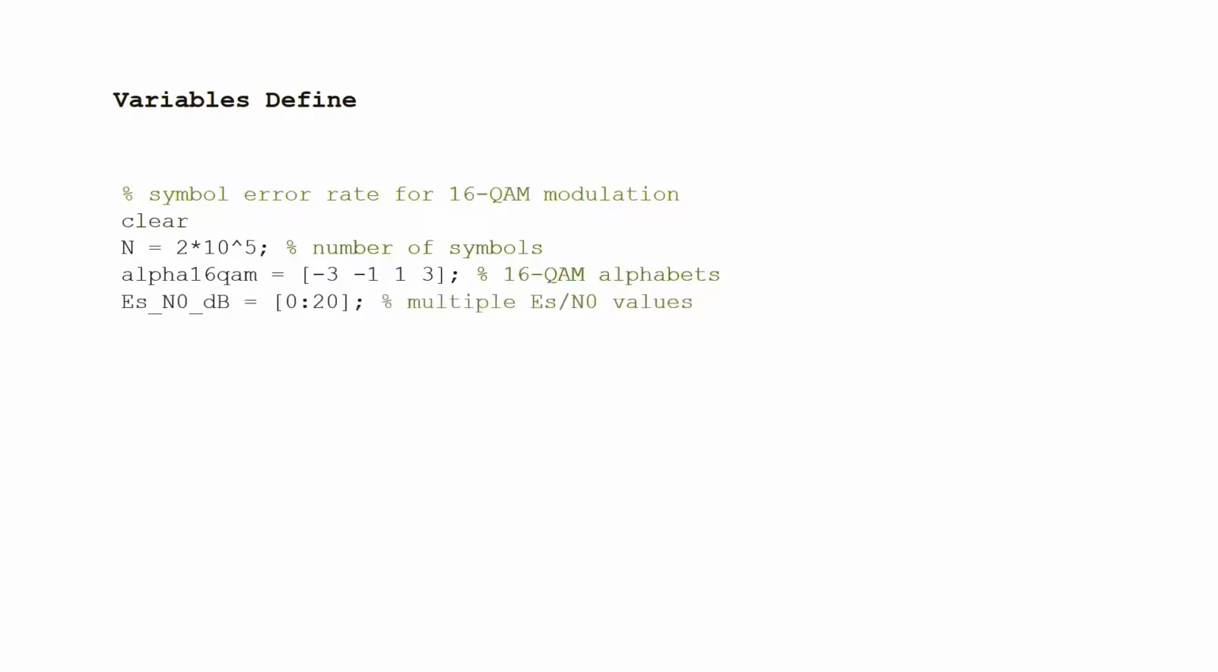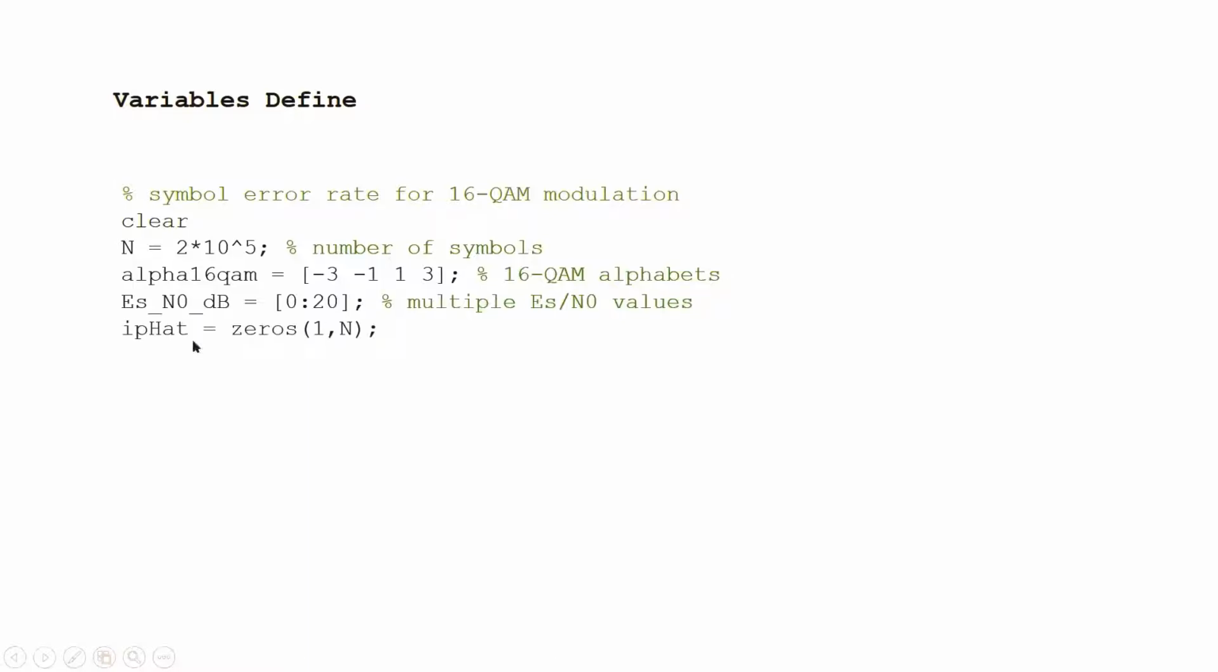The next variable we define is the signal to noise ratio. In dB, Es_N0_dB is the signal to noise ratio value, and we are taking this value from 0 to 20. So we are taking this signal to noise ratio in decibel unit from 0 to 20.